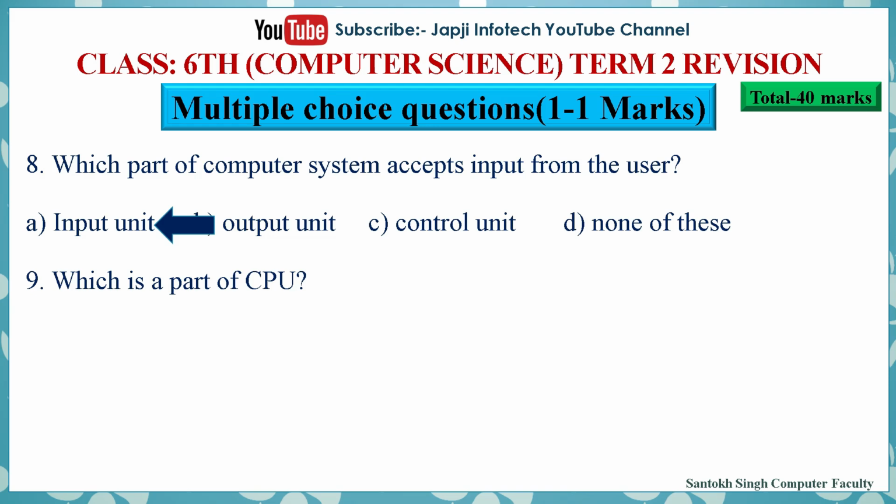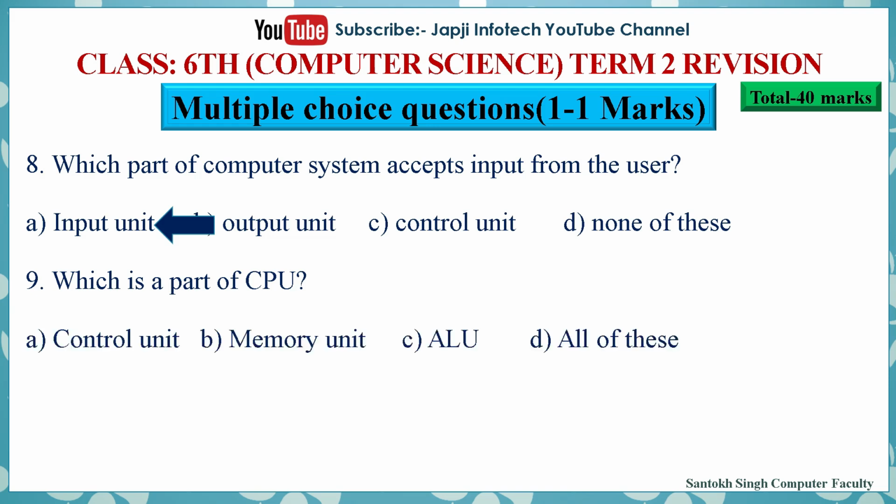And the ninth one is: which is a part of CPU? And the options are control unit, memory unit, ALU, and the last one is all of these. And the right answer is: all of these are a part of CPU.